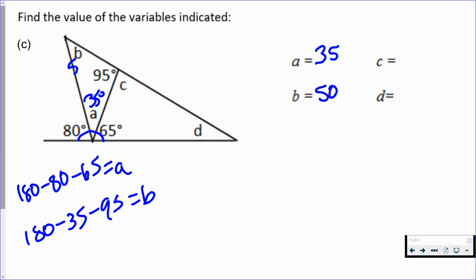Okay. So just in case we need it, I'll go ahead and label it. Notice that this angle, 95 degrees, and C form a linear pair, so they should add up to 180. So let's take 180 minus 95, and that'll give us C, which would be 85.